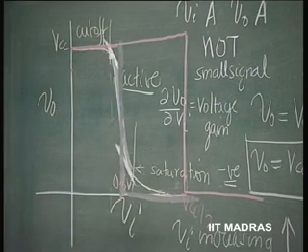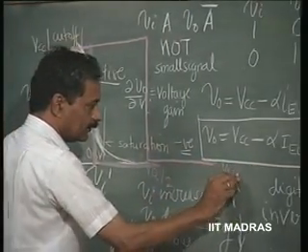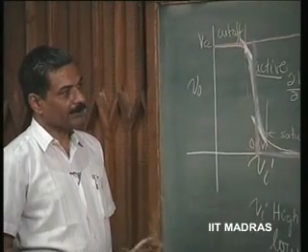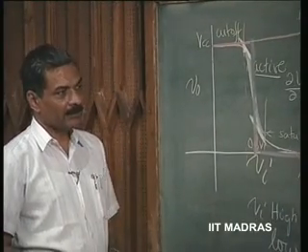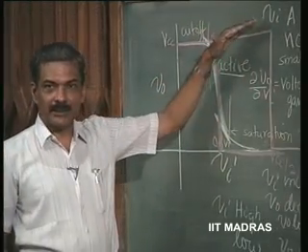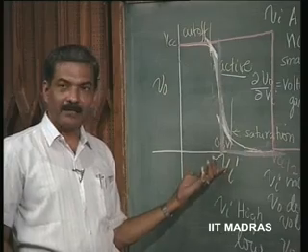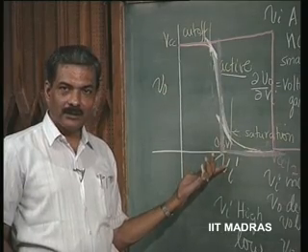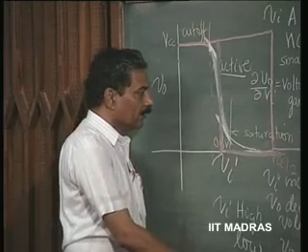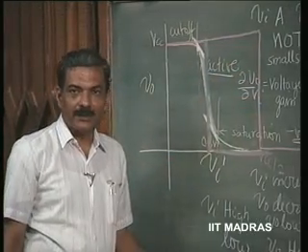So, we have now discussed the prominent characteristics of this inverter in terms of transition from high to low, that should be strictly speaking as abrupt as possible, so as to give the maximum dynamic range for the noise margin, etc. And this slope here should be infinity for the ideal inverter.